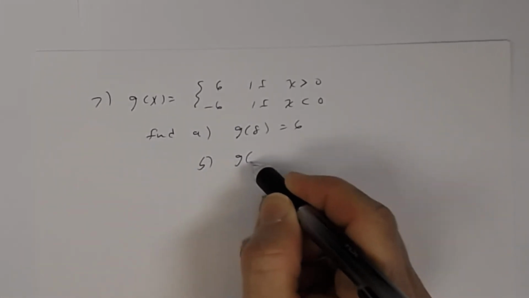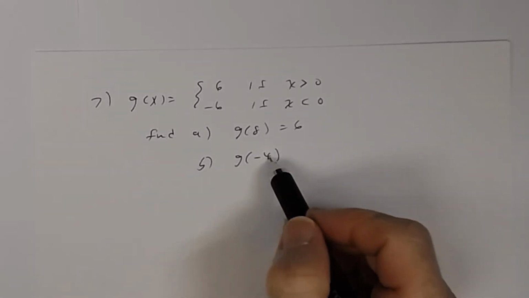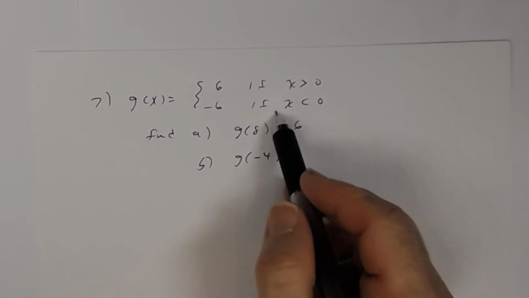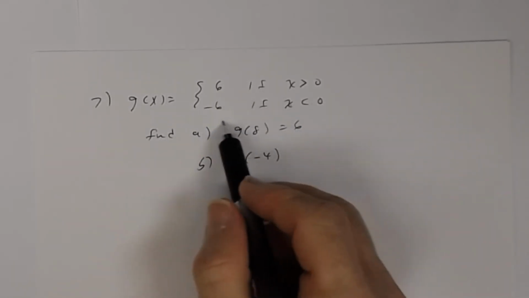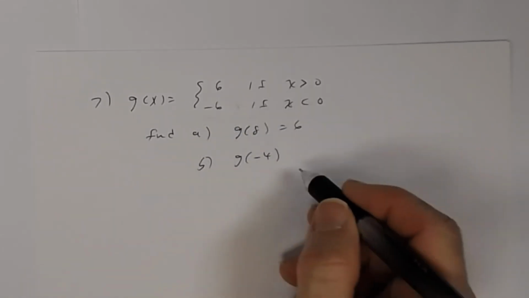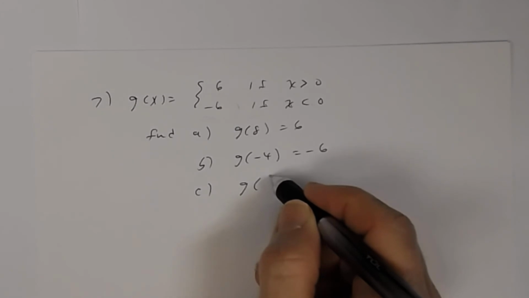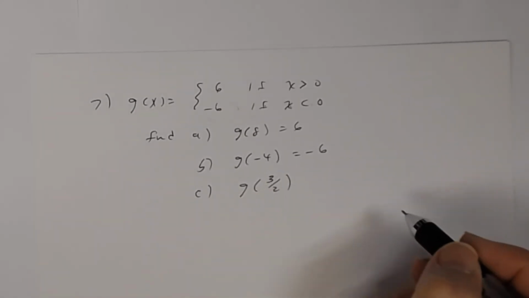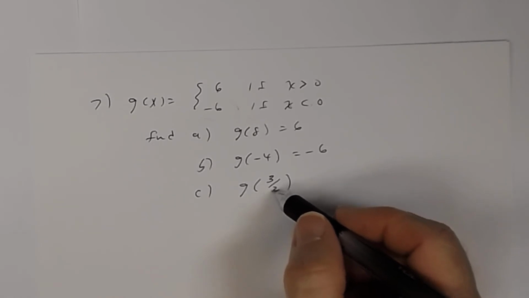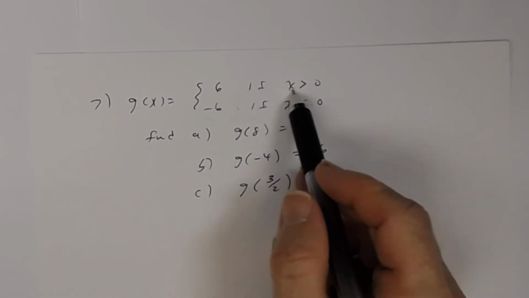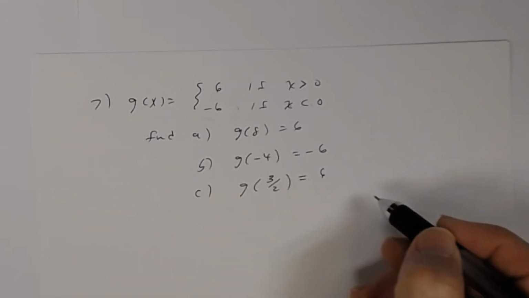B, g of, let's say, negative 4. So x is negative 4. Which one do I use? Well, it's going to be this one because negative 4 is less than 0. So g of negative 4 is negative 6. C, g of 3 halves. Well, 3 halves means 1.5, right? Well, 3 halves is greater than 0, so it'll be this one. So g of 3 halves is 6.